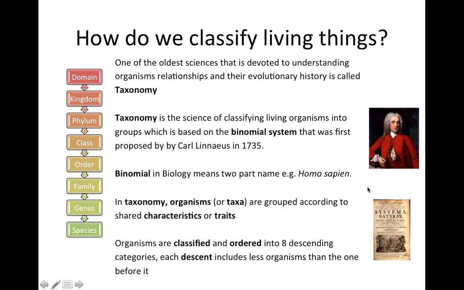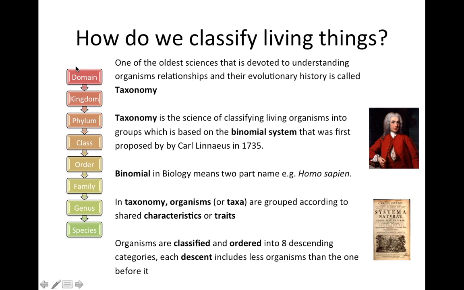In taxonomy, organisms, also called taxa, are grouped according to shared characteristics or traits. Organisms are classified and ordered into 8 descending categories, and each descent includes fewer organisms than the one before it. Now what I mean is, I'm not saying that there are more domains than there are species, because these are your 8 classifications over here. The reverse is actually true. What I'm saying is the organisms share less and less as we work our way down.